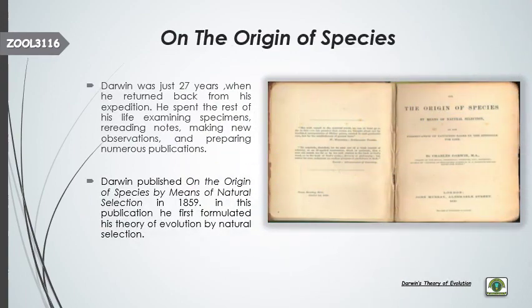On the Origin of Species is the very famous publication made by Darwin, and in this publication he formulated the theory of evolution, especially the theory of evolution by natural selection. Darwin was just 27 years old when he came back from the expedition, and for the rest of his life he spent examining the specimens that he had collected from his expedition, reading and writing notes and observations. Finally he made a publication, and that name is On the Origin of Species by Means of Natural Selection, and this was first published in 1859.